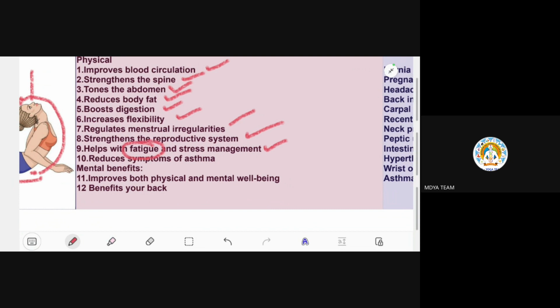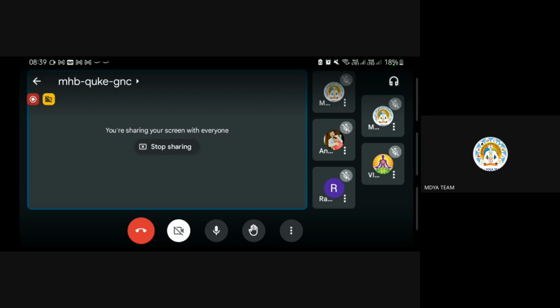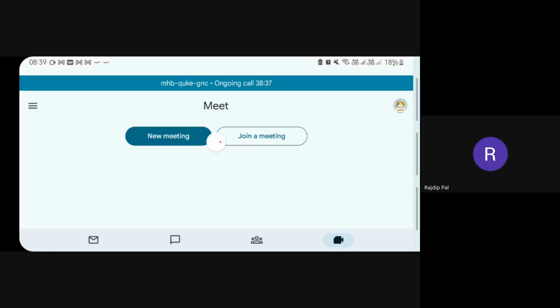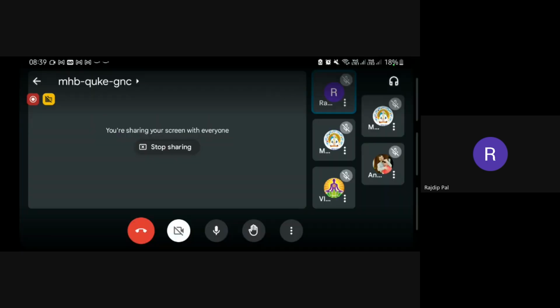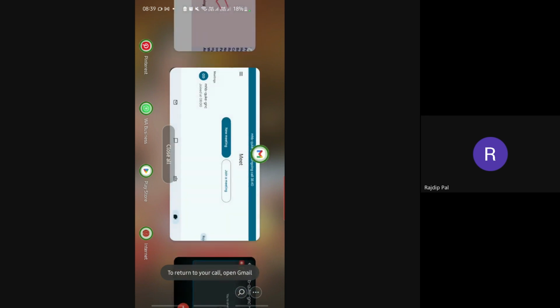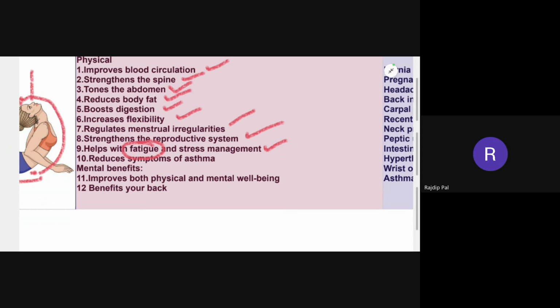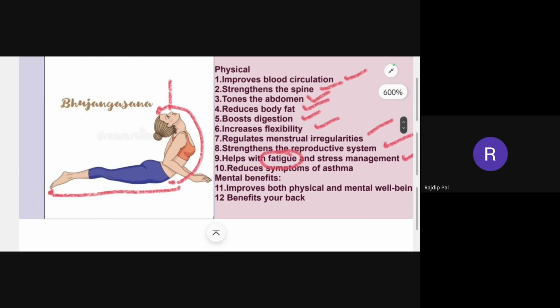Why would it help with fatigue? Is there anyone who could relate this? Please tell me, is there anyone who could relate with this, why fatigue gets help? I mean, the one who does it won't feel the fatigue after this. Do you know the reason? Is there anyone who can connect it?